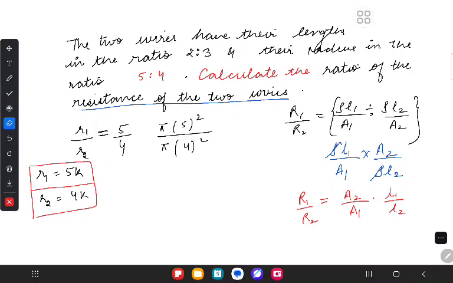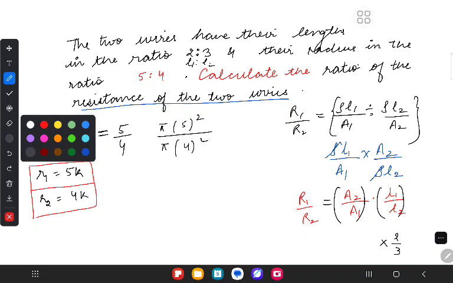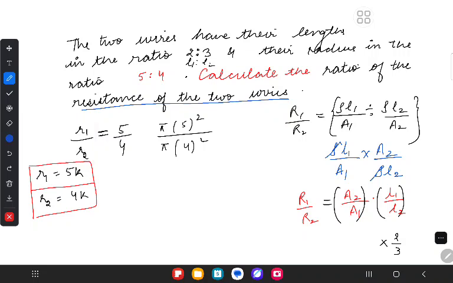So that's the point. R1 over R2 is equal to A2 over A1 into L1 over L2. L1 upon L2 is given to me as 2 by 3. What is A2 over A1? A2 over A1 is going to be pi into 5 square upon pi into 4 square. And basically I'm going to reverse it because it is A2 upon A1. So this ratio is area 1 upon area 2.